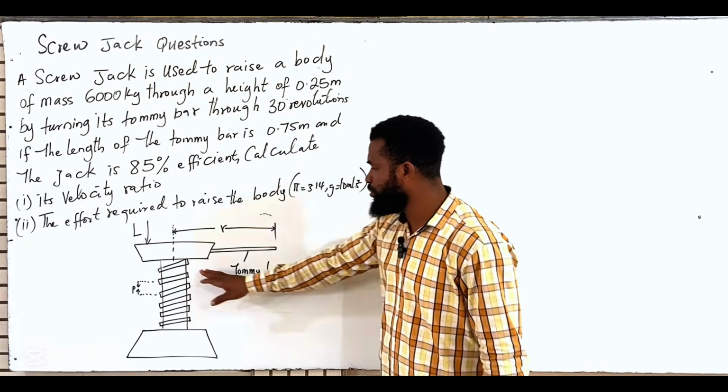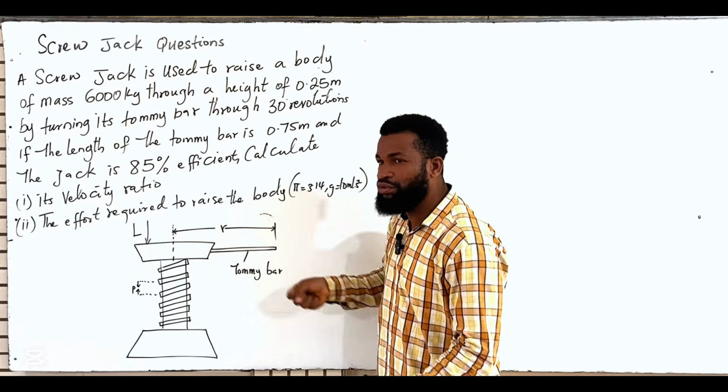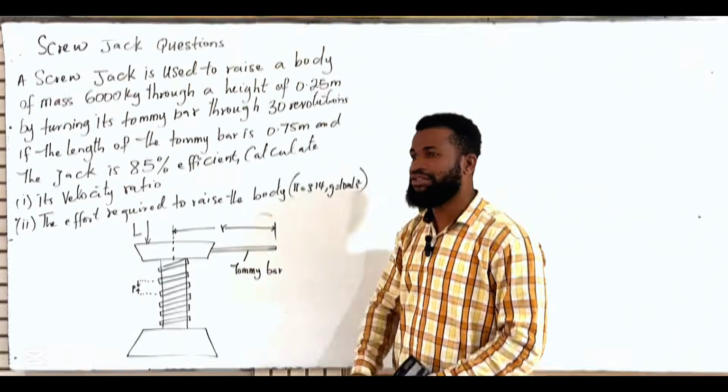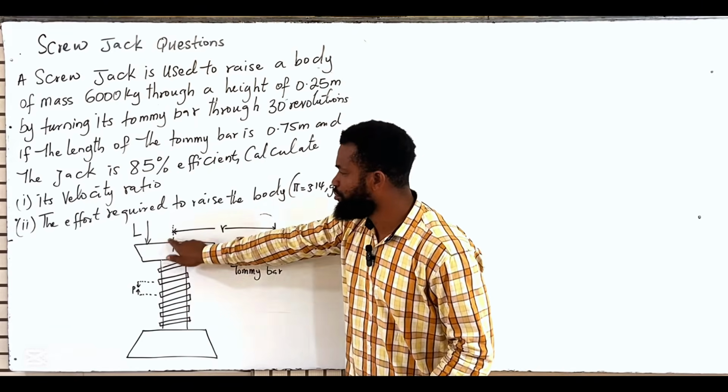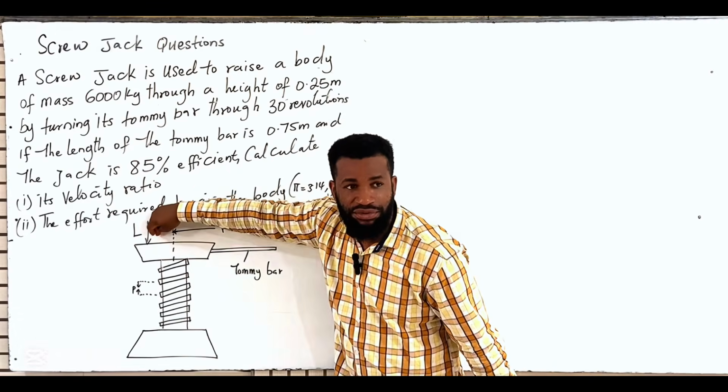So this is called a tummy bar. Most of the time, people don't know what the tummy bar is. That's the place you hold and turn. Something is going to rise to carry your car. So this is where the load is dropped.